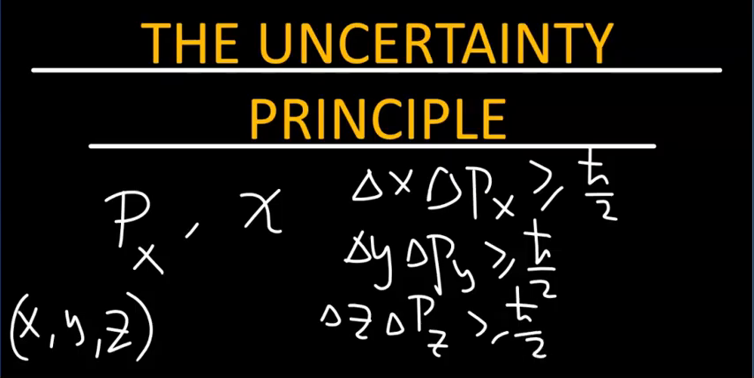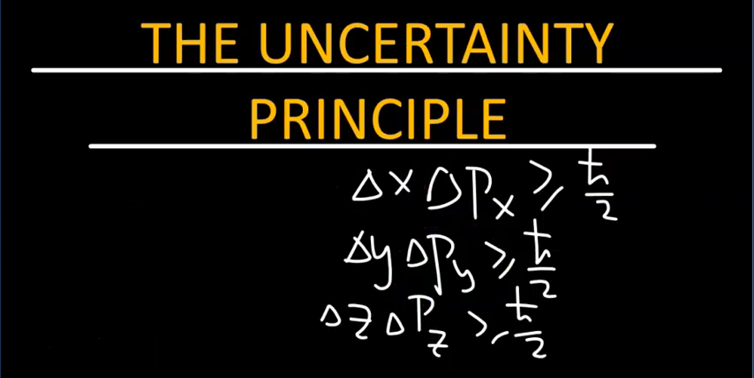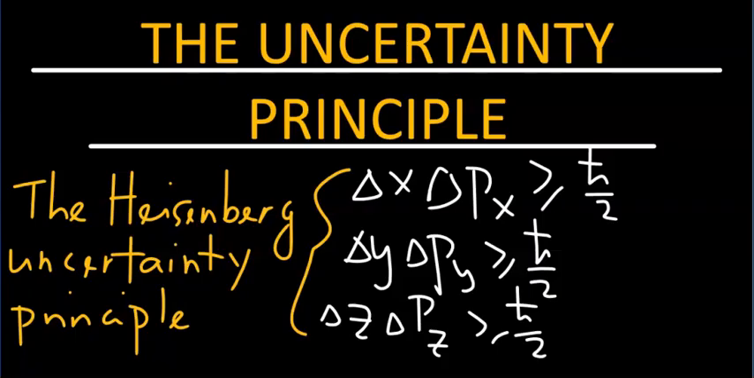However, the uncertainty in one coordinate is not related to a different component of momentum. For example, delta x is not related directly to, let's say, delta py, and so on and so forth. So these expressions are known as the Heisenberg uncertainty principle.